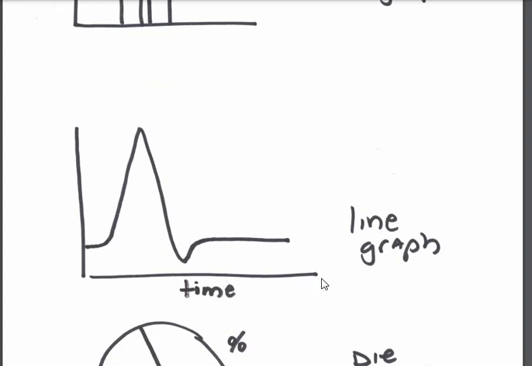This type of graph on the x and y axis, the x axis represents time, something that changes over time. And by the way, this is basically kind of like the pattern of a muscle twitch. What kind of graph is that called?